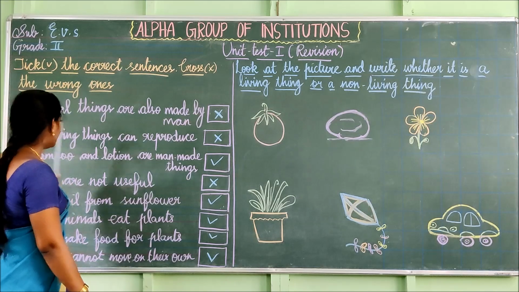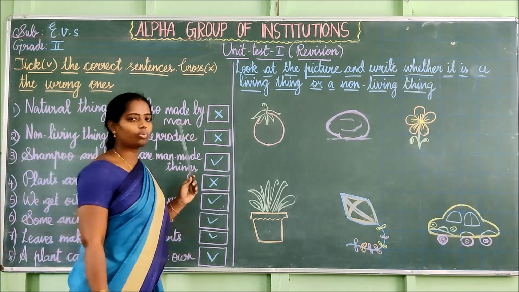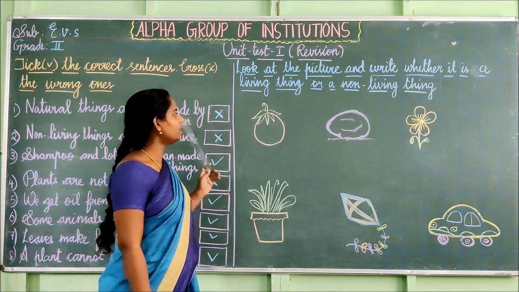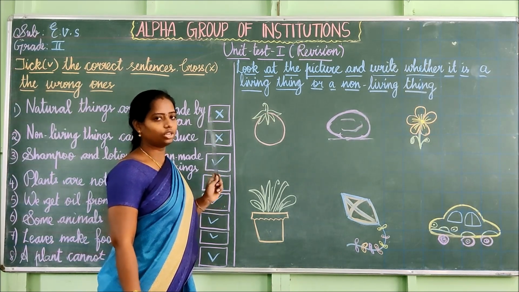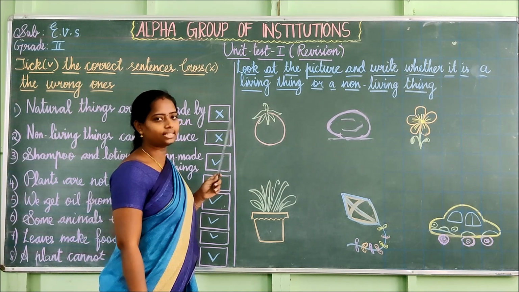Okay, children, totally you have to mark the correct sentences and cross the wrong ones, children. You have to refer to your book also. Okay, children, I have done only 8. You have to read all the 10. Take the correct sentence in your book. Okay, shall we go to the next exercise in the book, children?